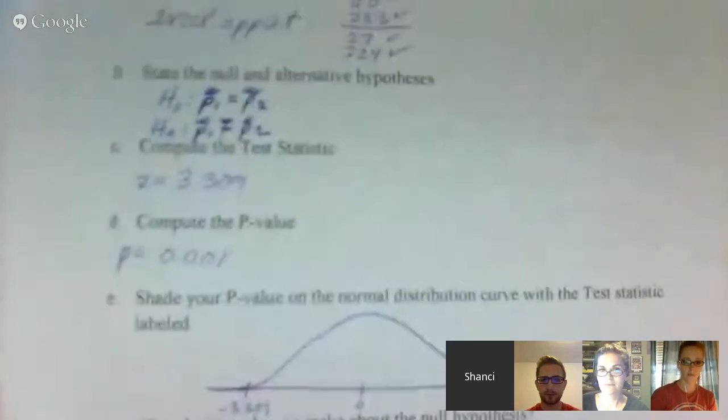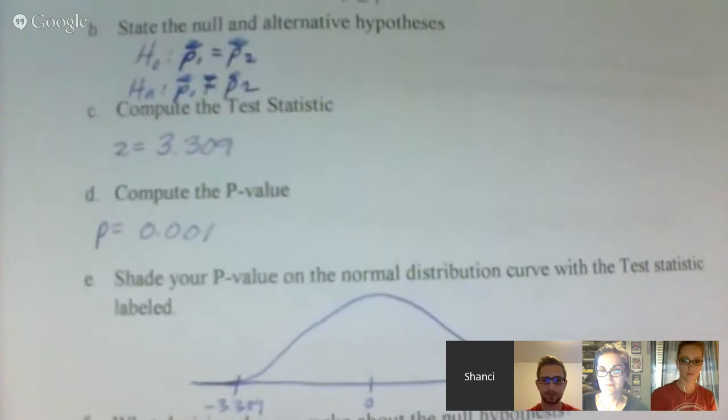Shade your p-value on the normal distribution. It's not really a way to go over that. Well, I drew it. There's not much to shade in. Yours is neater than mine, Shancy.